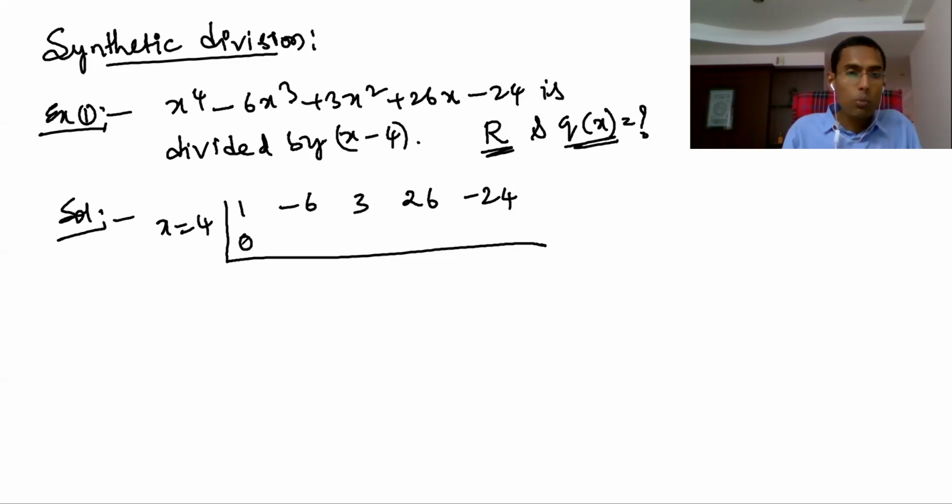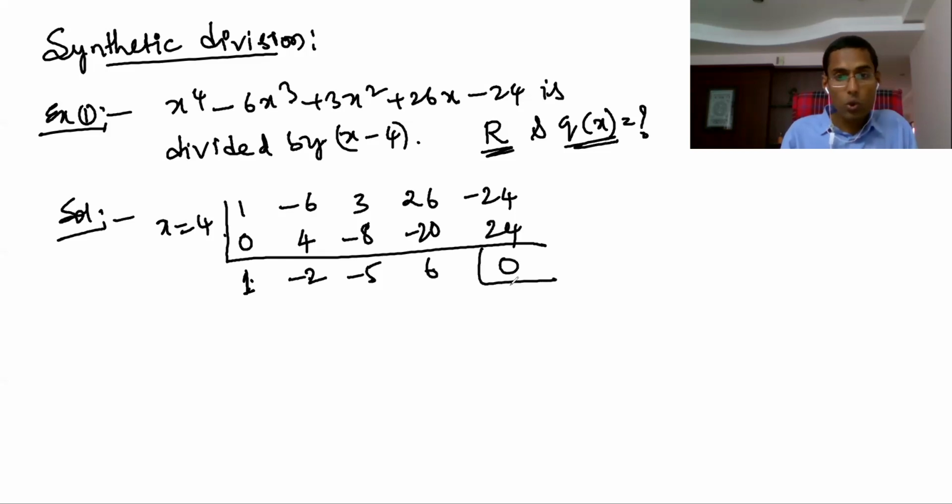First we put 0 here, like I explained last class. If we add this, you are going to get 1. Then you have to multiply here, and here you have to add. This is the reverse process. So we get 1, then multiply: 1 times 4 is 4. Add again, multiply: minus 2 into 4 is minus 8. Add, minus 5. 4 times minus 5 is minus 20. Add, 6. 4 times 6 is 24. Add, and this is going to be 0. Understand, this last part is always the remainder.